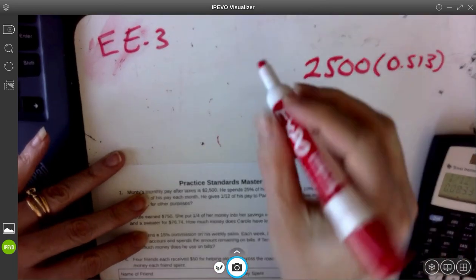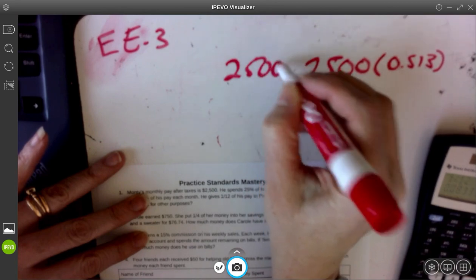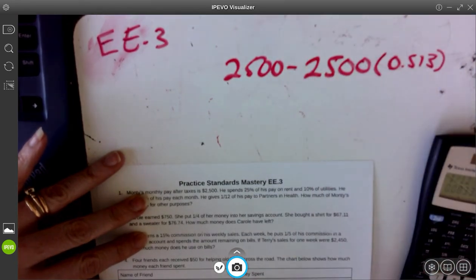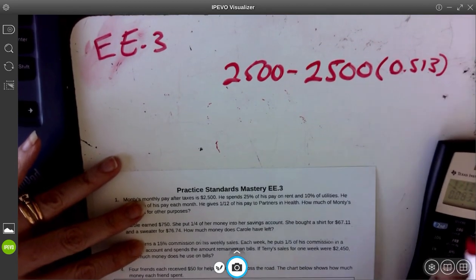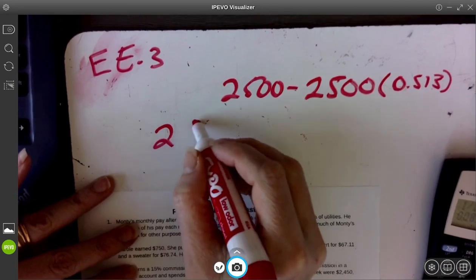But I need a different expression to figure out how much money is left. So the amount that he has minus the amount accounted for. Now I could do the other version of this.